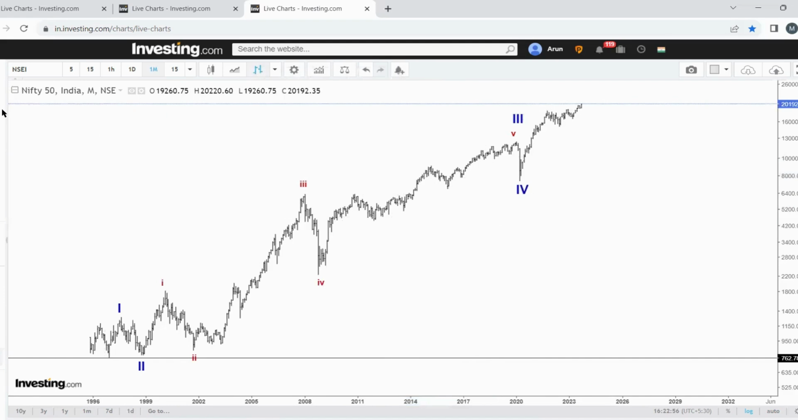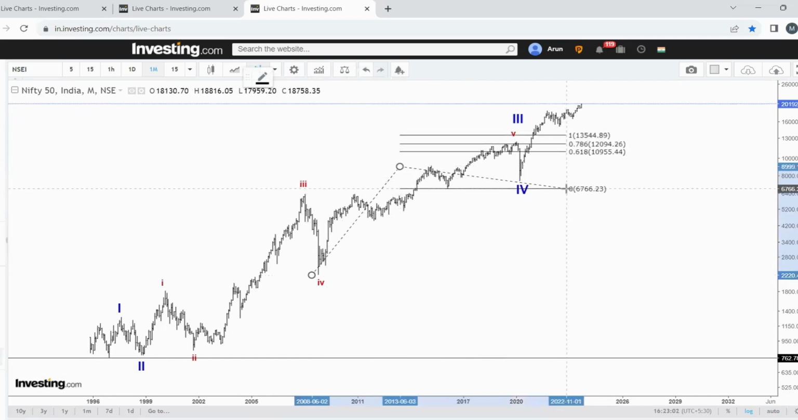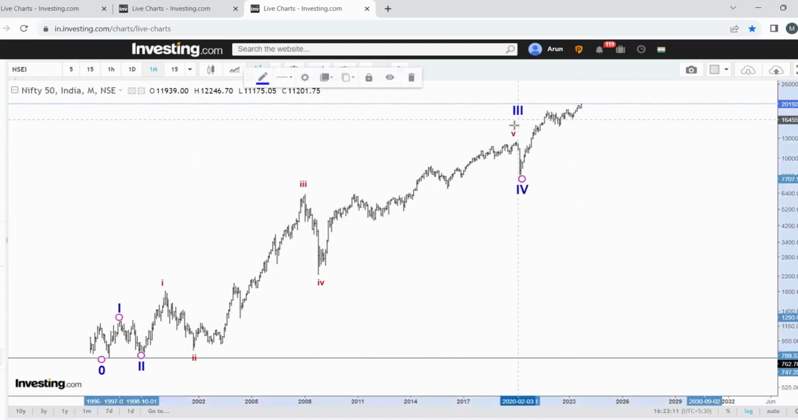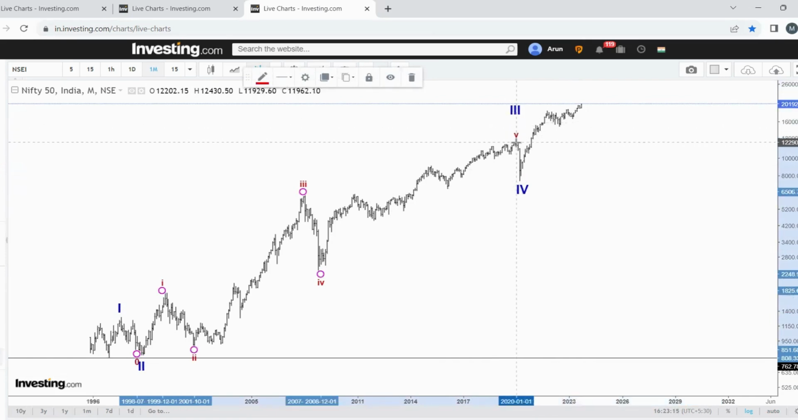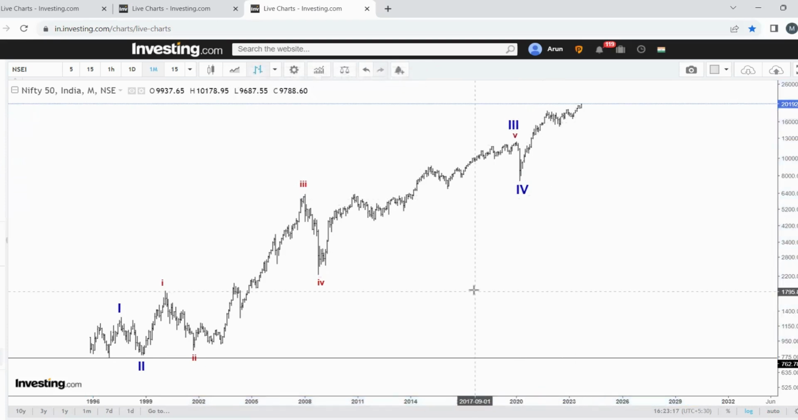Okay, and wave 5 reached 78.6% of distance between wave 1 and 3. So all fine now. So this is the ending point of wave 3. And this is wave 4. That is, the 2020 crash has wave 4 low. Can we check with this fib number?